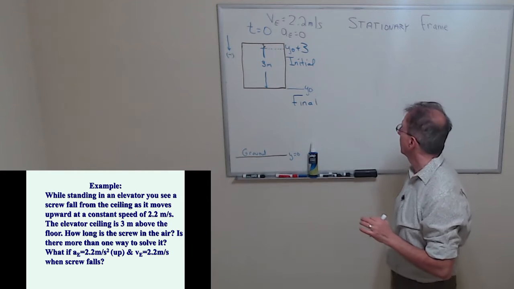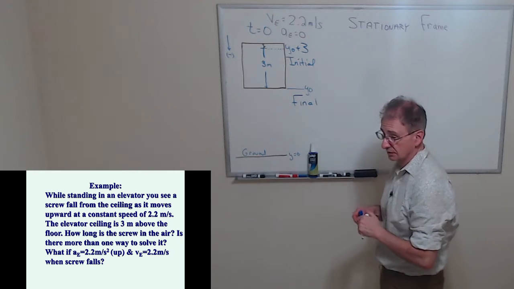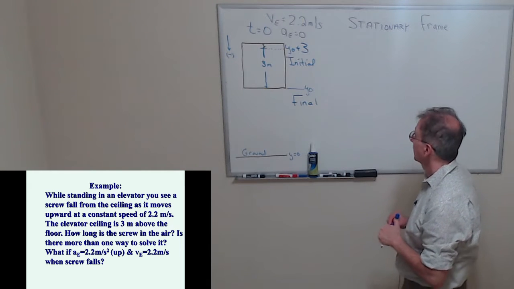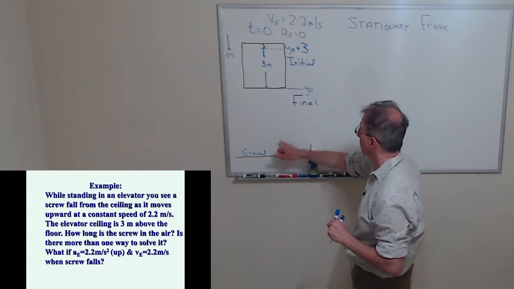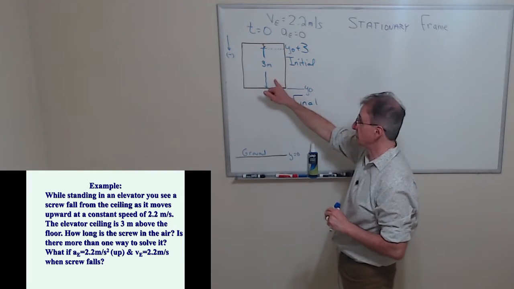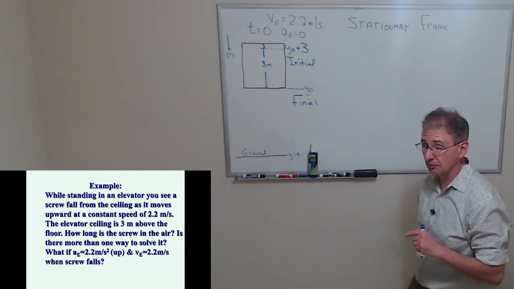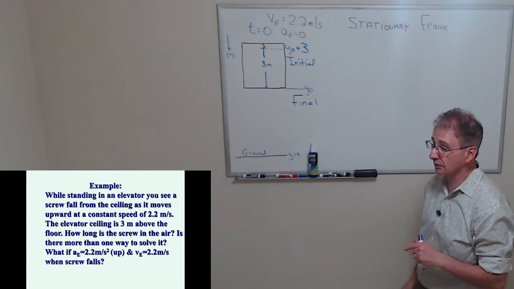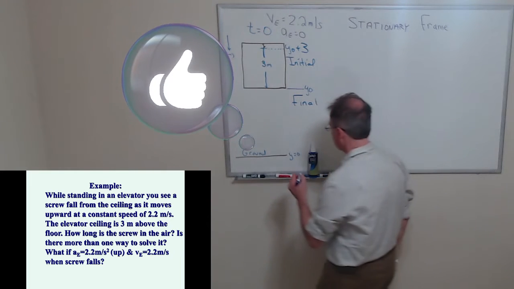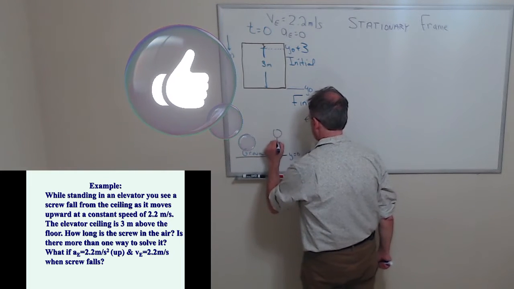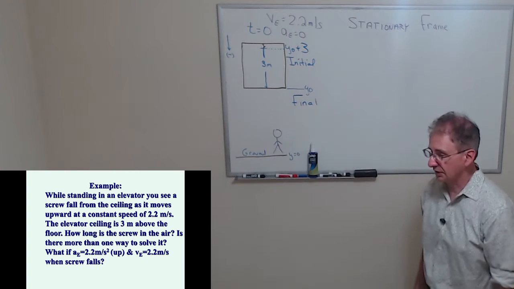Okay? There's two ways to solve this problem given these conditions. You can solve this from an observer on the ground or solve it based on an observer in the elevator. The first way I'm going to do it is to solve it based on an observer on the ground, a stationary observer. So if a person is standing on the ground, what do they see?